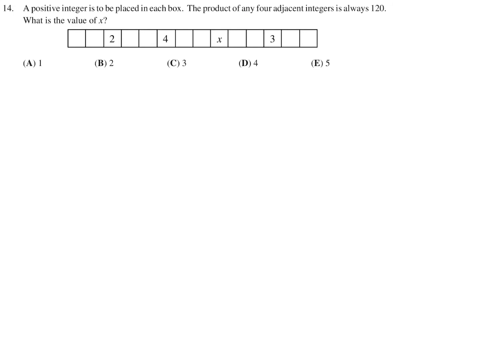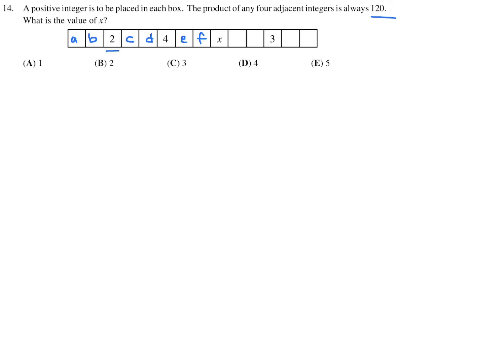A positive integer is to be placed in each box. The product of any 4 adjacent integers is always 120. What is the value of x? All right, let's start with this, move in this direction. So I'm going to label them A, B, C, D, E, F, and then by the time I get to F, hopefully we'll have figured out x.